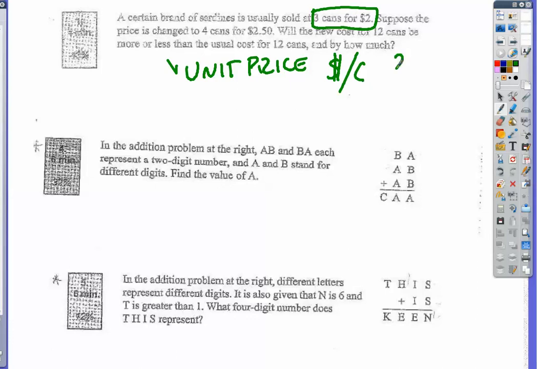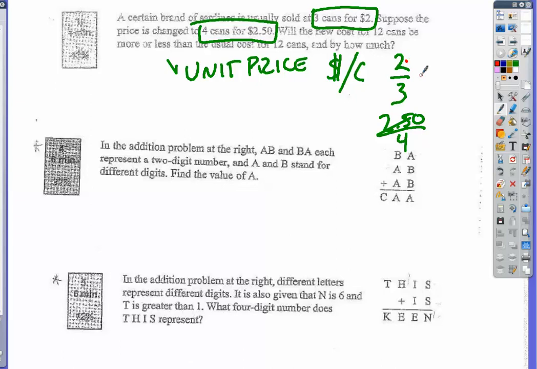So we have $2 for 3 cans. The new cost is going to be 4 cans for $2.50. So again, cost per can. So we have $2.50 over 4 cans. And so this is the cost for 1 can, 2/3 of a dollar. Obviously, you normally have it as cents, but let's keep it as a fraction because it'll be much faster.